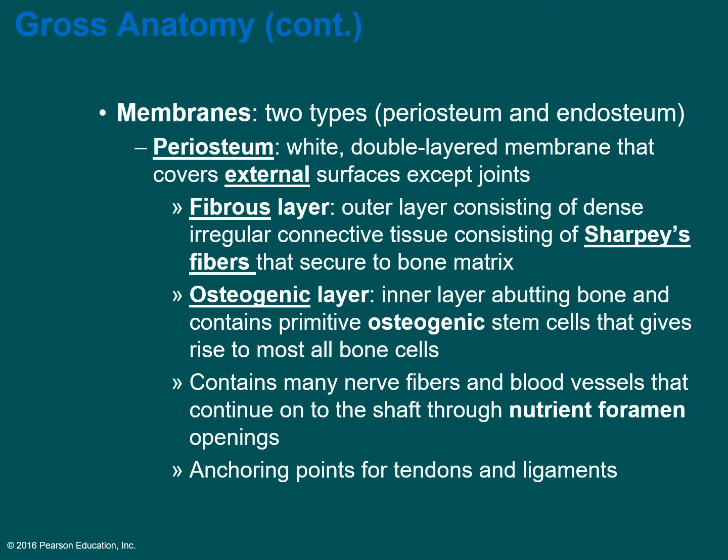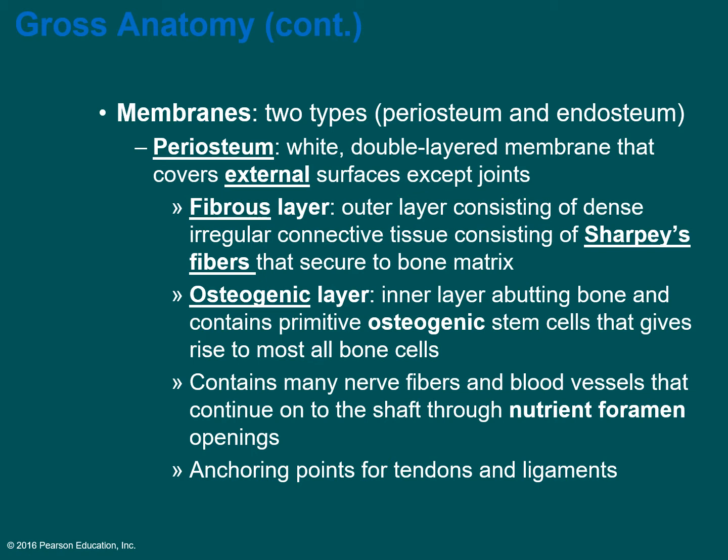The osteogenic layer is the inner layer right against the bone, and it does contain osteogenic stem cells, which is the precursor to most of your bone cells. It's going to have a lot of nerve fibers and blood vessels that will run through what are known as nutrient foramina to bring that blood supply and nerves to the internal portion of the bone. The periosteum is the anchoring spot.